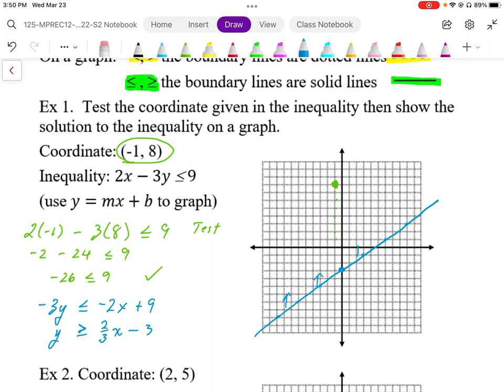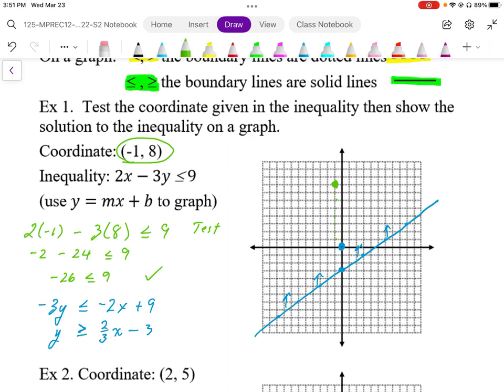But we can also see by our test coordinate that our green test coordinate also satisfies that solution. So we can always test 0, 0. 0, 0 is always a very good number to test because it's easy to check. And if we put 0 in for y, 0 in for x, we get 0 is bigger than -3. That's a check for that. So we know that everything above is going to be part of the solution.